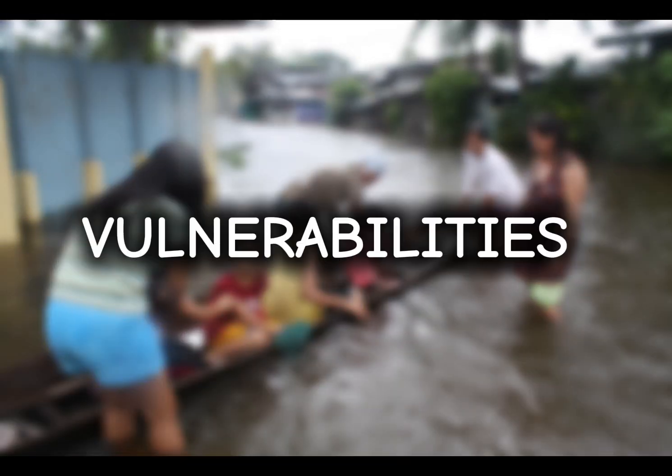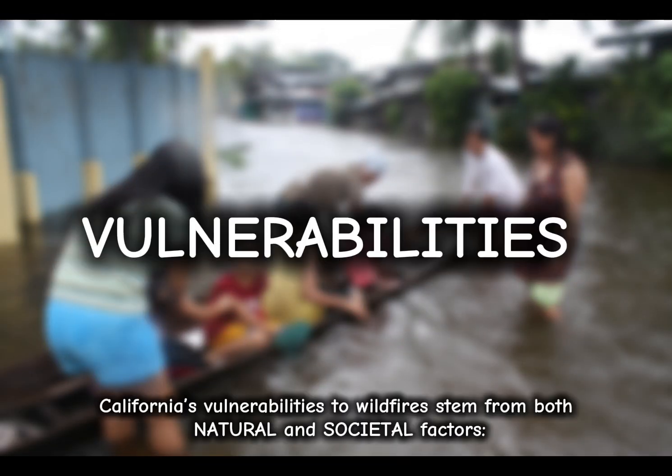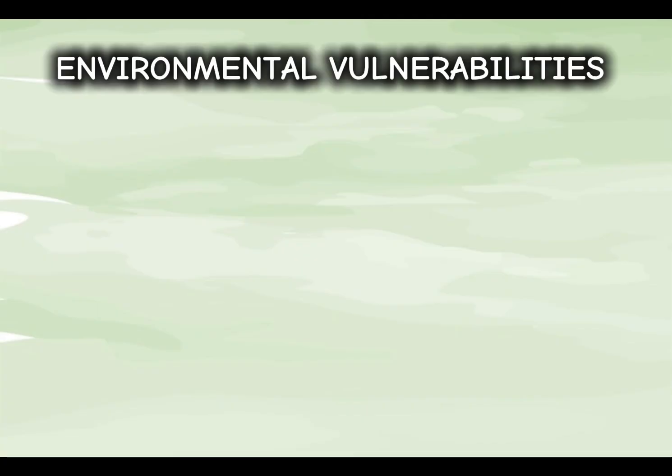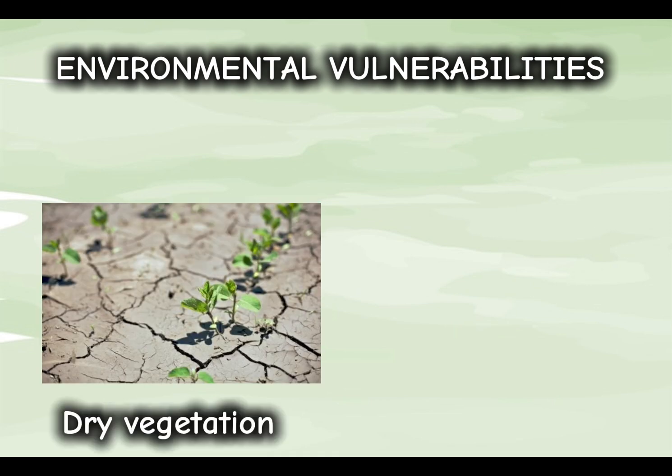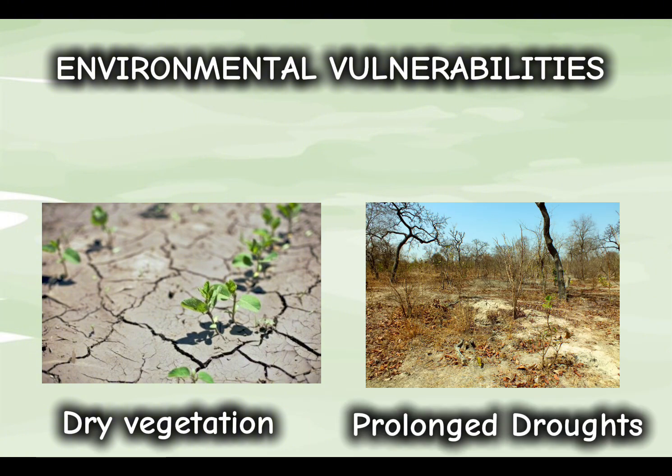Next are the vulnerabilities. California's vulnerabilities to wildfires stem from both natural and societal factors. For the environmental vulnerabilities, the first one is accumulation of dry vegetation due to insufficient forest management. Example, suppression of natural fires leading to overgrowth. And prolonged drought periods and reduced rainfall make vegetation highly flammable.